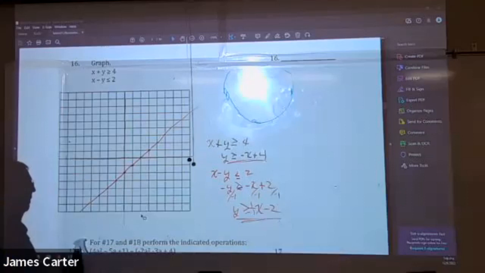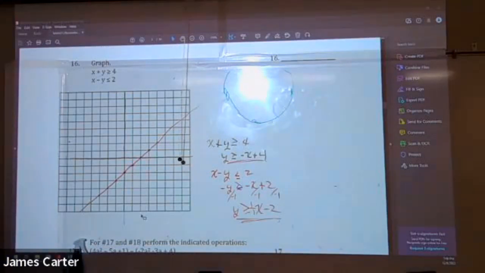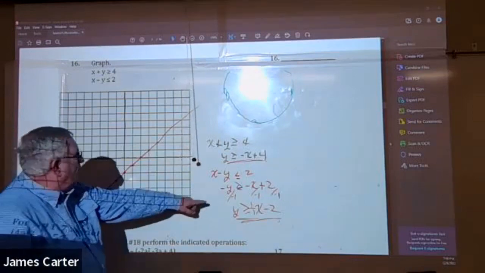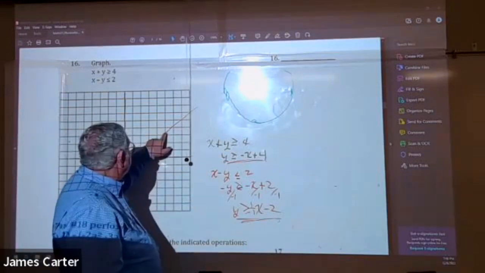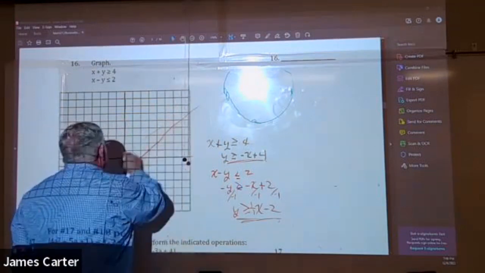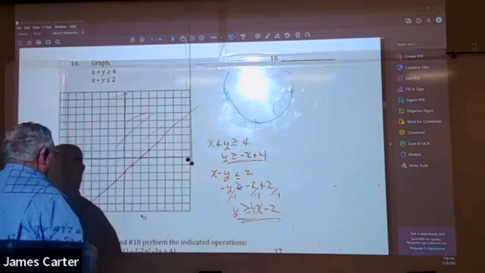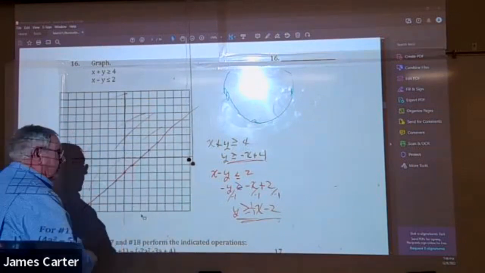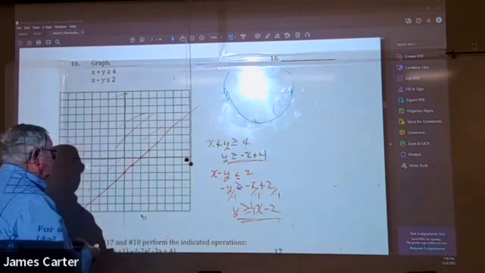Now, do I shade above or below that line? Why? y is greater than. Because this says I want y values bigger than anywhere they are on the line. So this is everything up here. Now let's do the other one. I'll do it in blue.